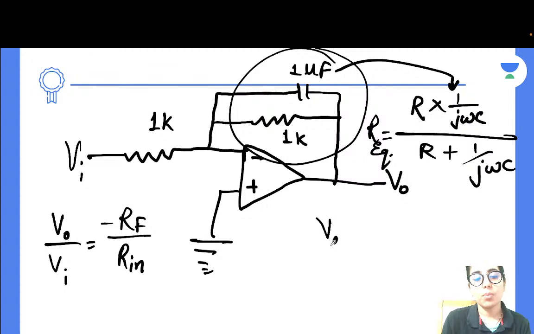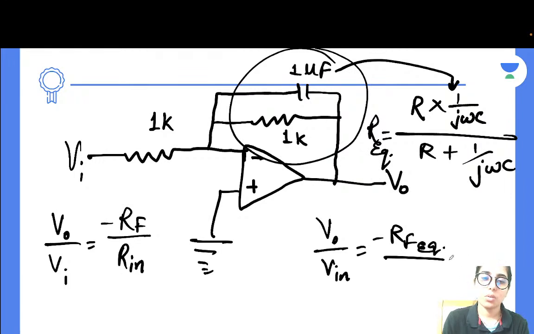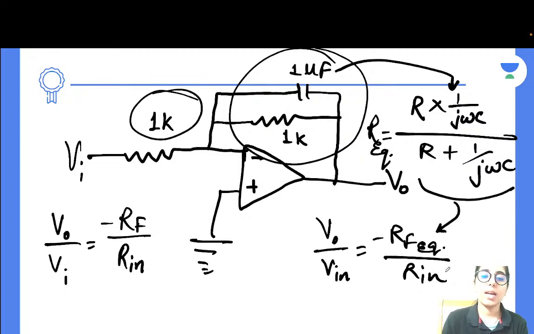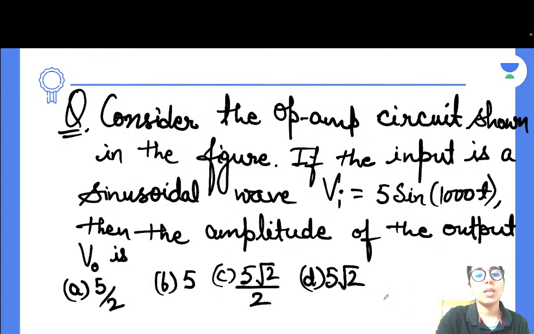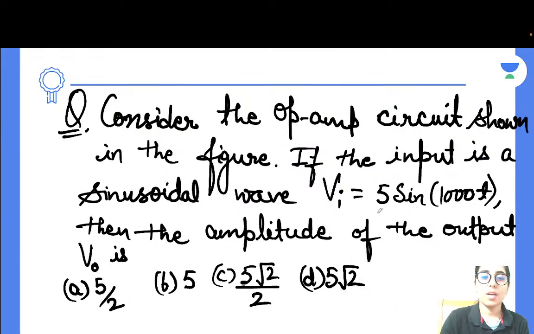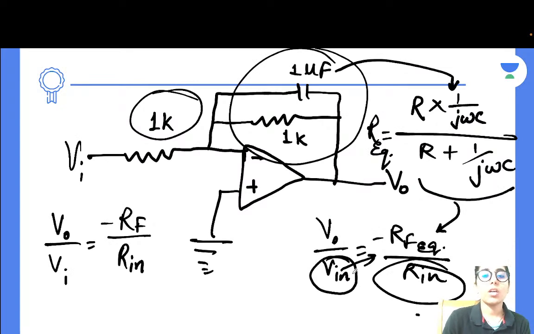Once you got it, what you have to do next? That's going to be V output over V input is equal to minus RF equivalent, which is the expression I have noted down there, divided by R input. R input is 1K. So whatever you get from this expression, you plug it in here, and R input is 1K, just enter it here. And then you need to find the output voltage. V input is already given to you, which is 5 sine 1000 t. You will plug in that value here, cross multiply it, and you get V output.